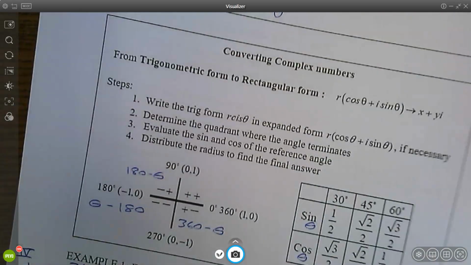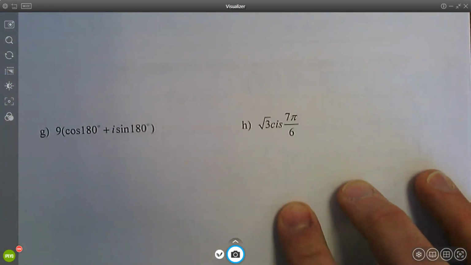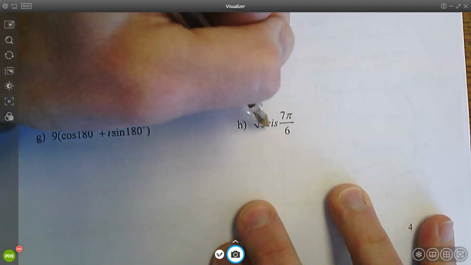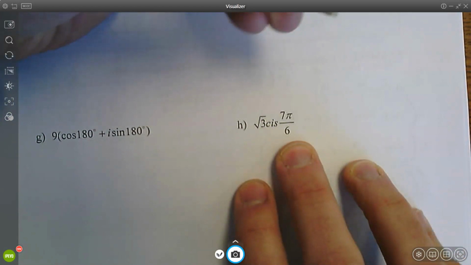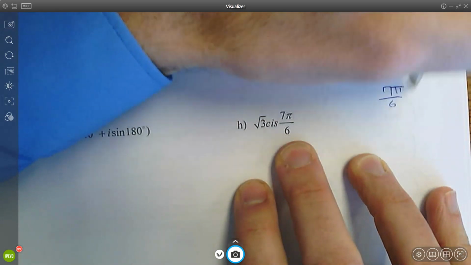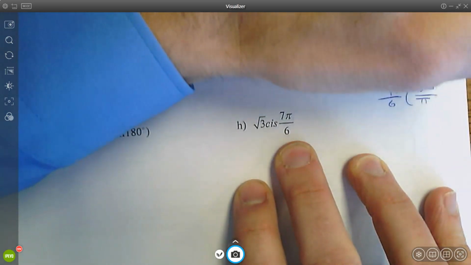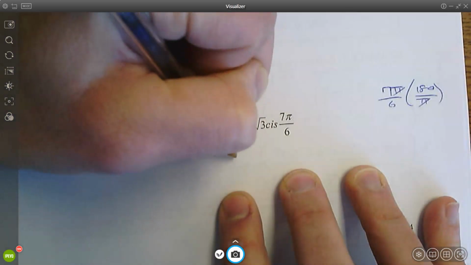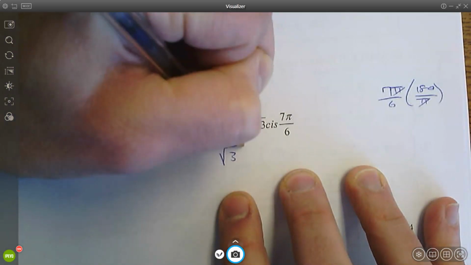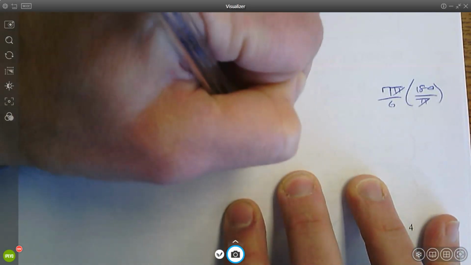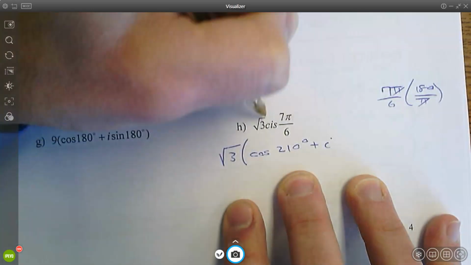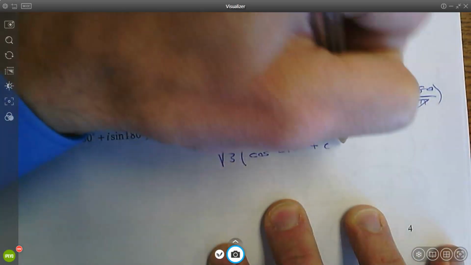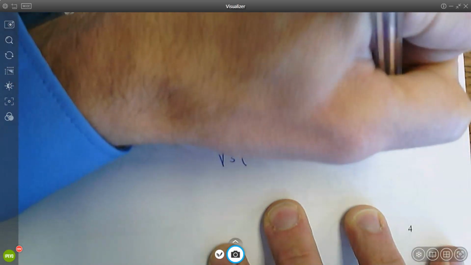On the next page, I'd like to take a look at part H. So in part H here, now you're having the abbreviated form. So I'm going to convert this to degrees first, and then I'll write it out in the expanded form. The pi's simplify, this is going to become 210 degrees, so it's going to be the square root of 3. C stands for cosine theta, so cosine 210 degrees plus I, that's what the I is, and the S is for sine, plus I sine 210 degrees.